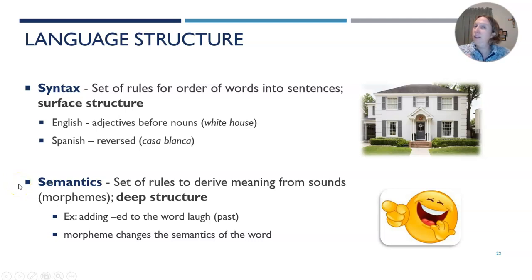We also should know the word semantics already, but we also rely on semantics to help us understand language. And we know semantics to be a set of rules to derive meaning from sounds. So syntax is like the basic order of words. Semantics is getting at what is the meaning of words or sentences when they're put together. It involves the use of morphemes at times. We call this deep structure. Surface is what's the order, what should it look like? Deep structure is what does it mean? So for example, we can add the morpheme of ed to the word laugh to mean laughed, as in the past tense. So the morpheme changes the meaning or the semantics of the word.